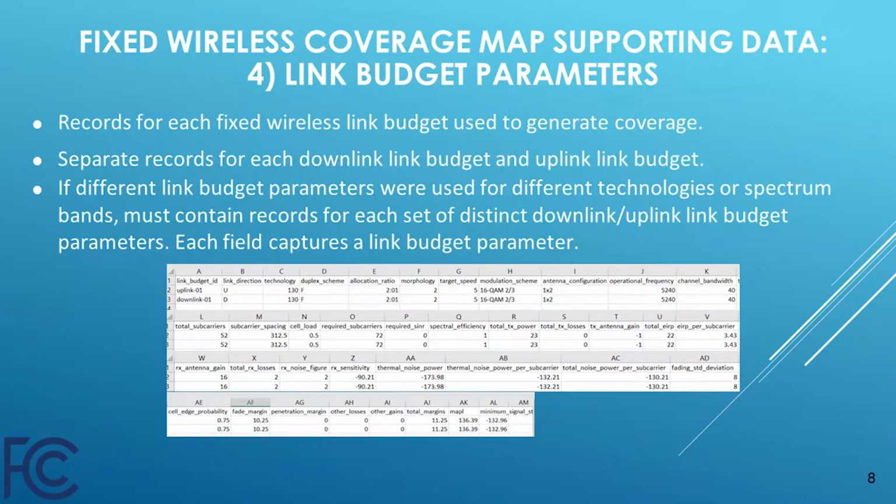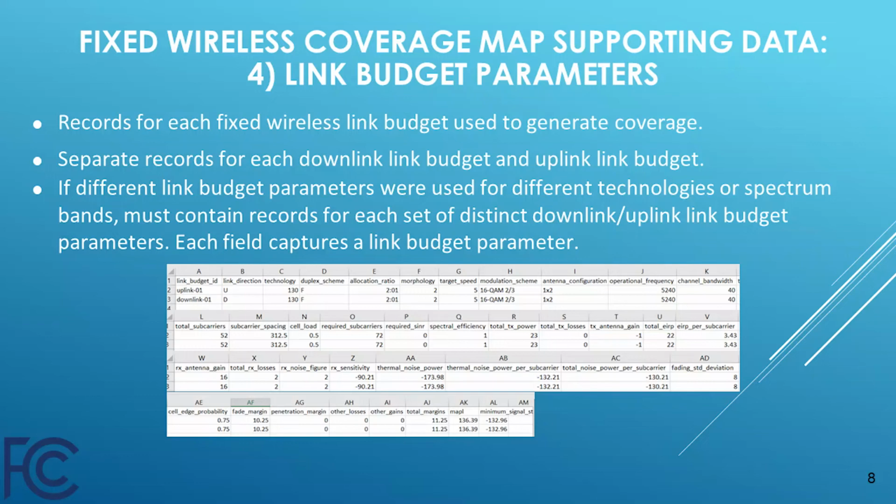Next, terrestrial fixed wireless availability filers are required to submit a file containing information on the parameters and values included in the link budgets used to generate the coverage maps. Note that the file must include separate records for each download link budget and each uplink link budget. If a service provider uses different link budget parameters for different technologies or spectrum bands, then this file must contain records for each set of distinct downlink/uplink link budget parameters.